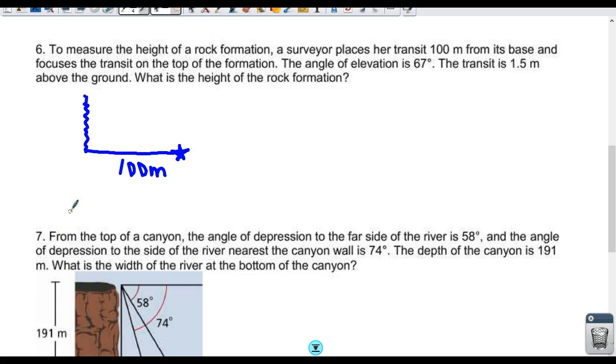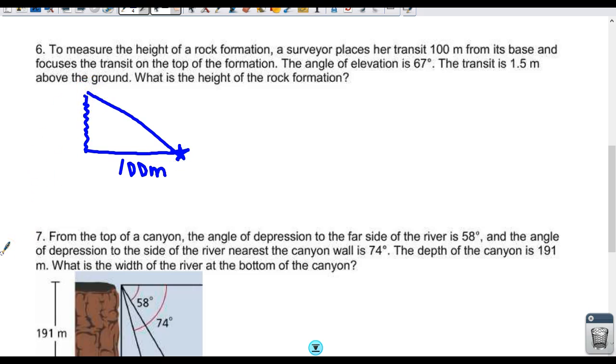And then it says she focuses the transit on the top of the formation. Does that mean she's going to put the transit on top of the formation? No, she's focusing it because it's 100 meters away. We know that. Focusing in this case makes it sound like it's looking at it, right? Or it's focused on what we're identifying. So here's the top of the rock formation, and that totally didn't draw anything. There we go. So something like that.